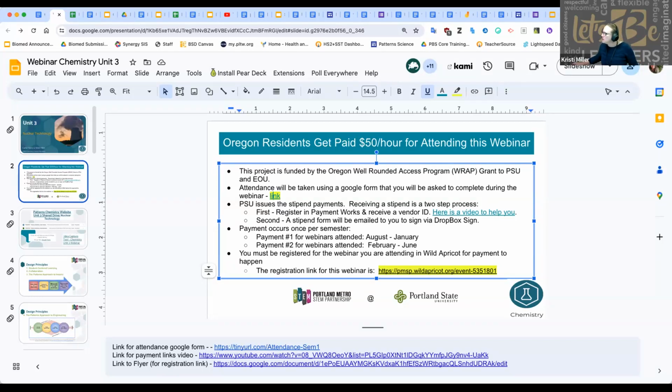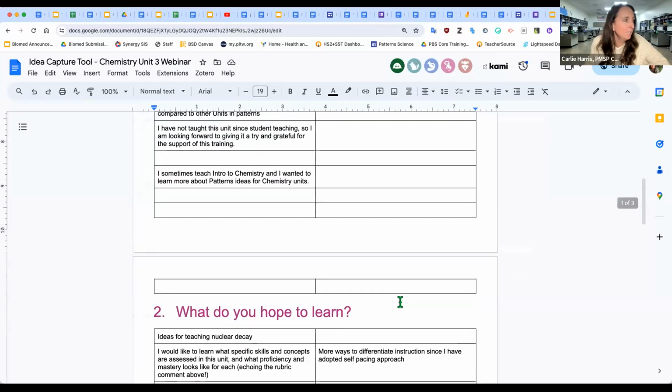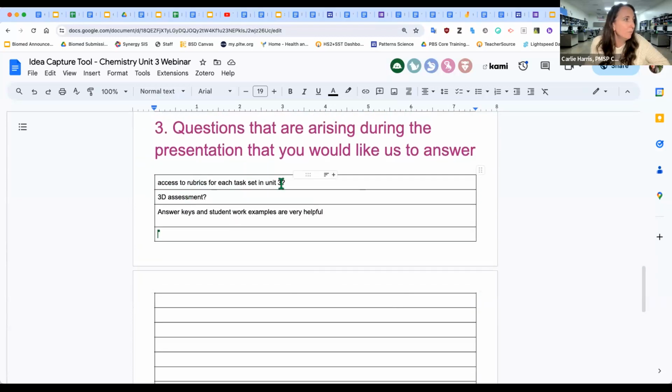Great. Laura, I saw your comment about wanting those rubrics. I will certainly bring that up at our next meeting. Monday is our meeting, so we'll make sure to bring it up then. In fact, I have our agenda notes open, so I'm just going to add it right now. Questions: access to rubrics. Yeah, we got that.